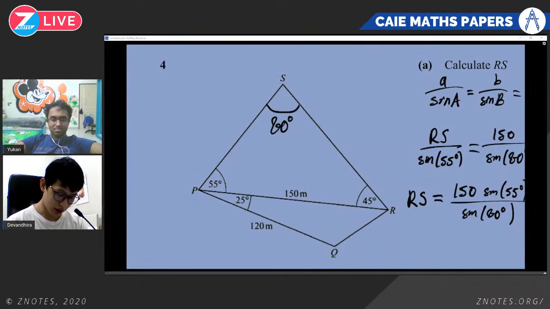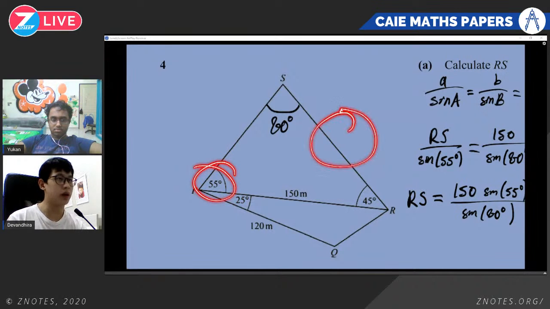Because right here we know this side, and we can find this angle easily. Just 180 minus 55 and minus 45. You should get 80. So we know that this angle right here is 80, and we can use this angle to find the side, RS.